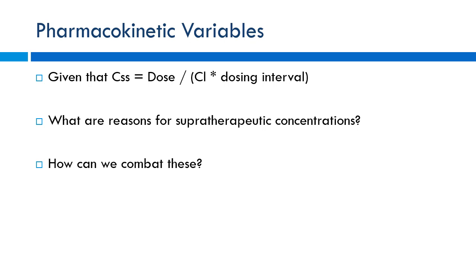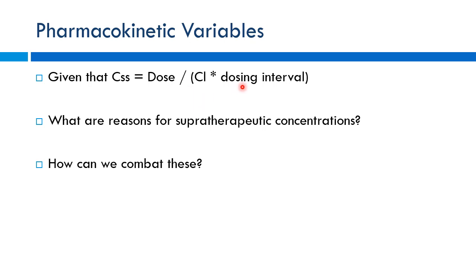So again, knowing that the steady state concentration is equal to the dose divided by the clearance times the dosing interval, what are some reasons you think we can get supratherapeutic or too high a concentration of drug in the system? What do you think could be some reasons why we might get too high levels? Just looking at these variables, what if I increase the dose? That could lead my concentration to be too high. Say, for instance, there's a dosing error and I'm giving too much drug to the patient. That could be one reason why the concentration is too high. What other issues could I run into?